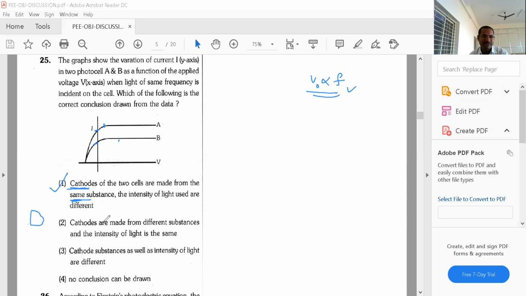Next, the second option says the cathodes are made up of different substances. If the cathode is different, the stopping potential is different, which means the frequency is also different. But here the frequency is the same. So the second option is wrong. Third option: cathode substance as well as intensity of light are different. The cathode is not different, so wrong. No conclusion can be drawn. Yes, option 1 is the right answer. Got it, students? Explanation? Okay.